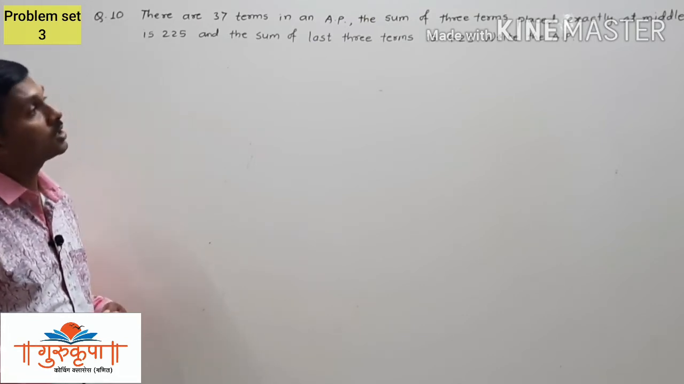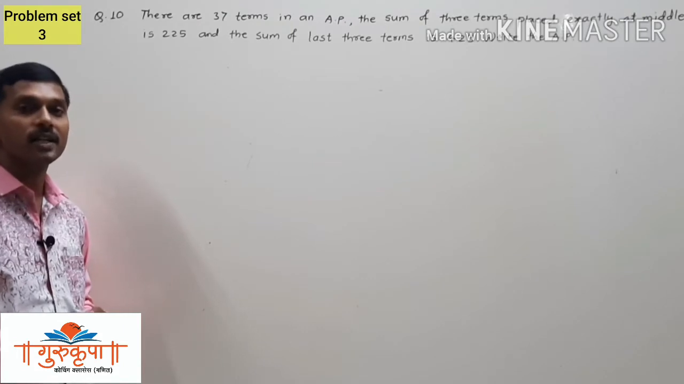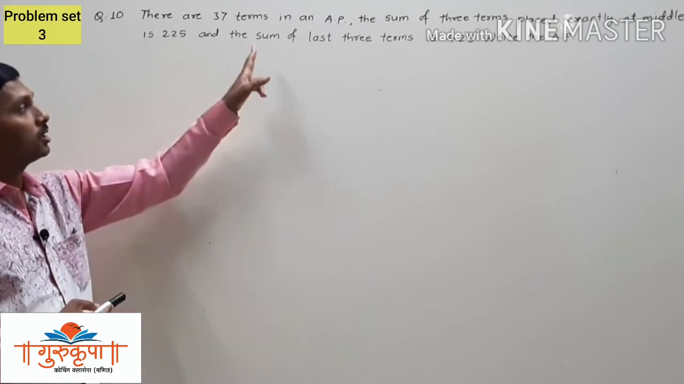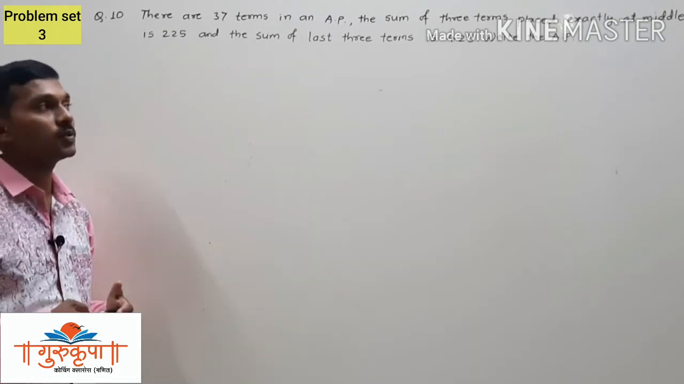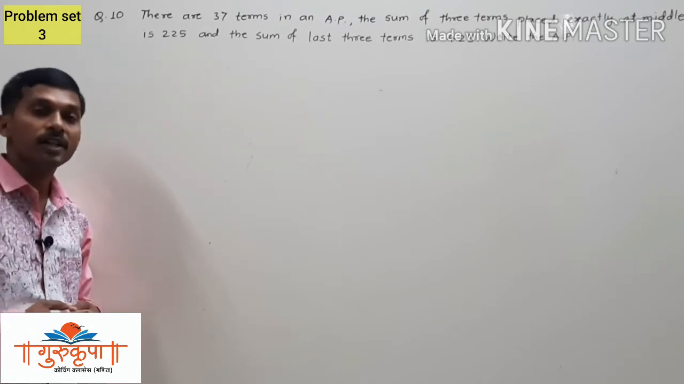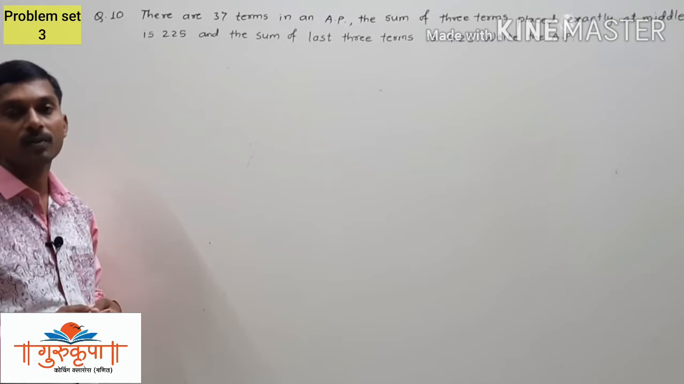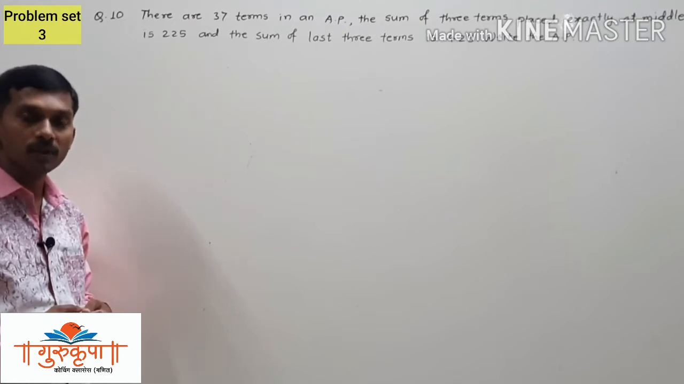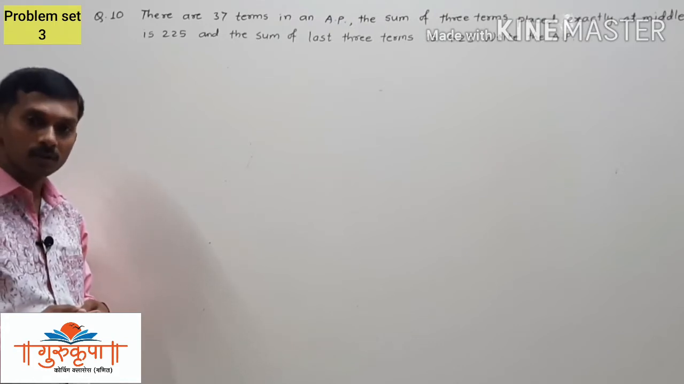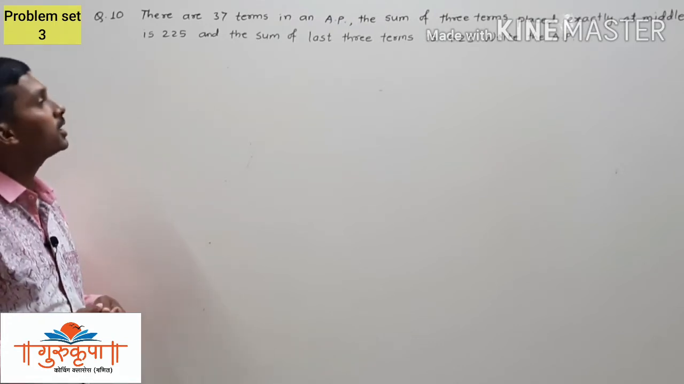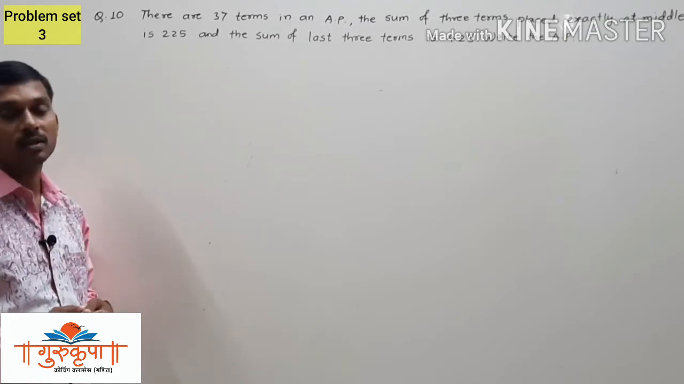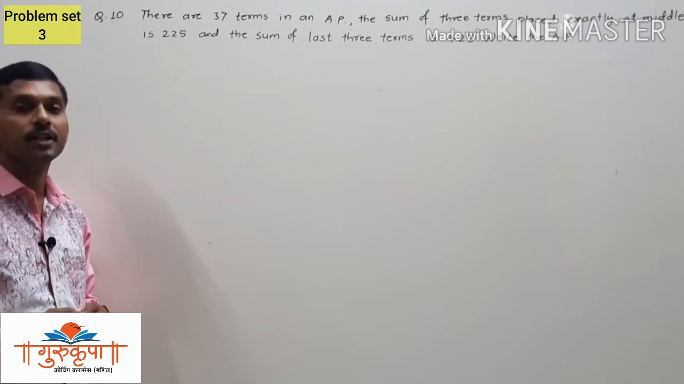Here we have given an AP. The sum of the three terms which are placed exactly at middle is 225, and the sum of the last three terms is 429. We have to write the AP, and we know that to write the AP, we have to know the first term and common difference. Once we find the first term and the common difference, we can easily write the AP. So how to find the values of a and d?